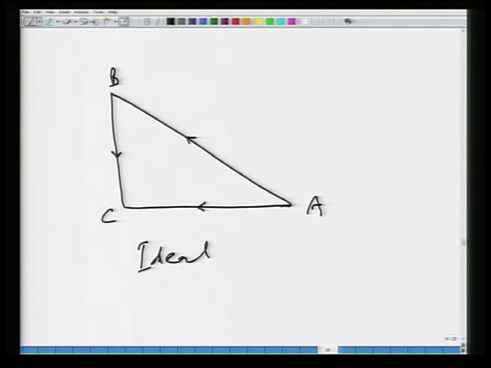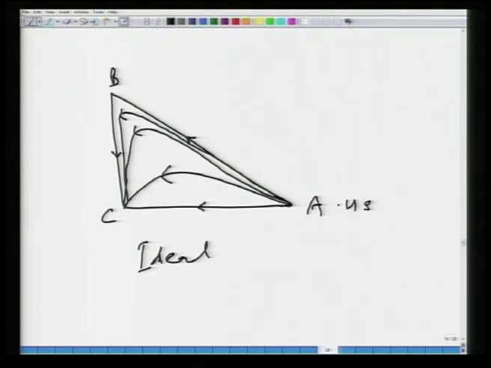Now, if you have a residue composition that's got A, B and C, this is called the residue curve map. For an ideal system, it'll look something like this, depending on different initial compositions. Here you can see A is an unstable node, C is a stable node, and B is a saddle. Some residue curves reach it. It's an attractor for some residue curves.